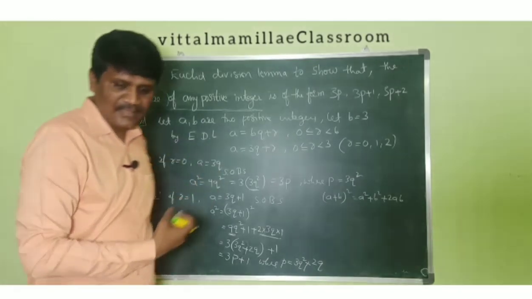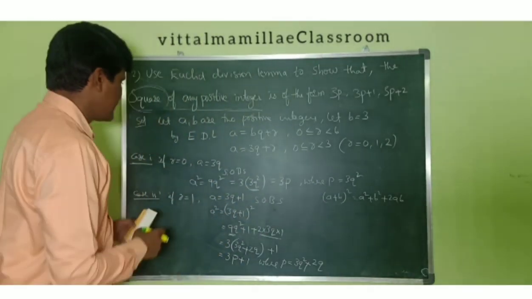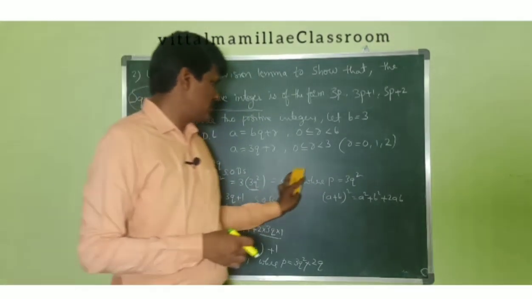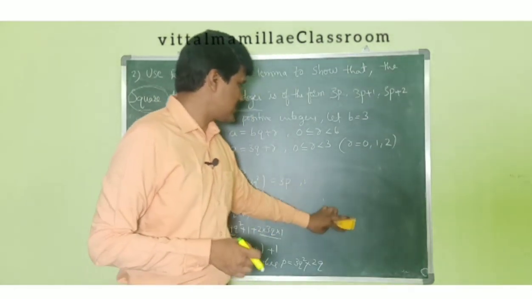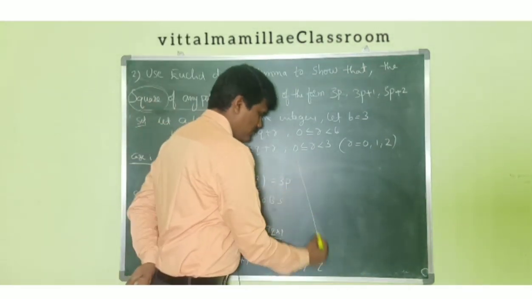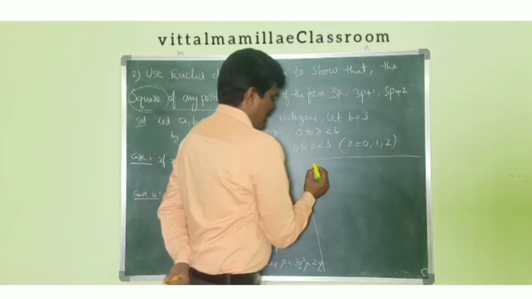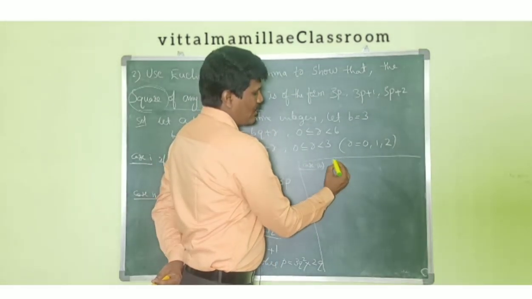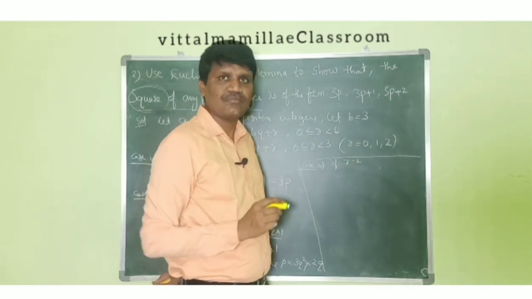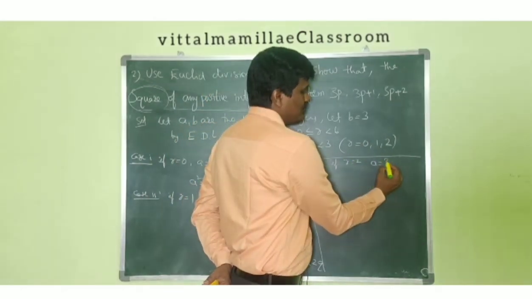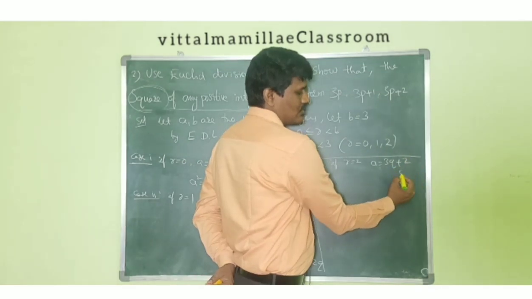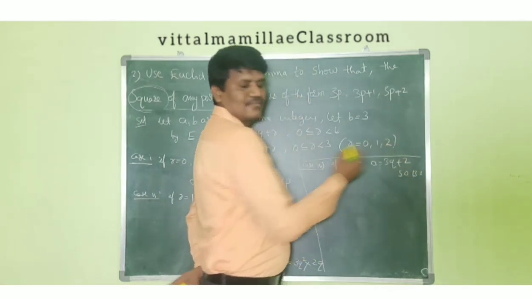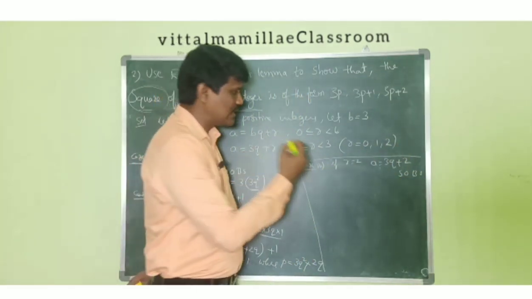Now let us see the third case. What is the third case? I should take r is equal to 2 now. Case 3. If r is equal to 2, what will I get? a is equal to 3q plus 2. Square on both sides. If I square on both sides, what will it become?